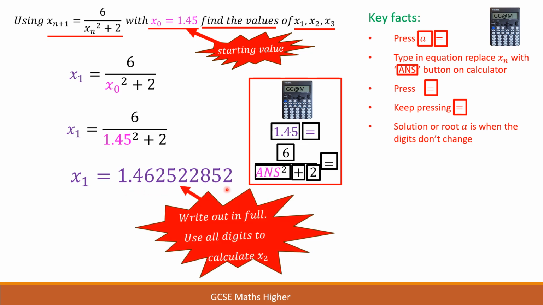1.462522852. Now you need to write this answer out in full because you need to use all these digits to calculate x2. So it's really important you use all these digits. If you type it in the calculator like this, you just press equals and the calculator does it for you automatically. If you rounded to 1.46 or even 1.5, you would get the next solution wrong. So you must use all the digits here, which is why it's really easy to do it this way on the calculator.